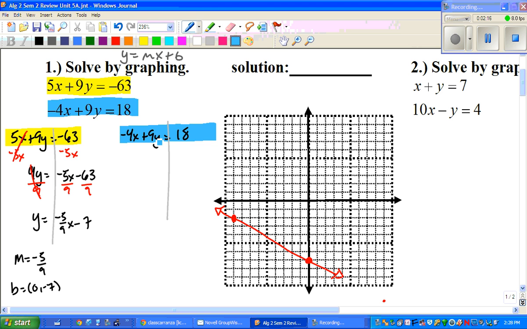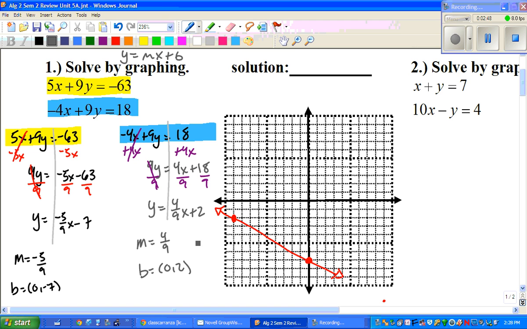Now our other line, we need to do the same thing. We need to get the y by itself. So we're going to add 4x to both sides, and we get 9y equals 4x plus 18. Divide everything by 9, and we get y equals 4 over 9x plus 2, where our slope is a positive 4 over 9, and our y-intercept is 0, 2.